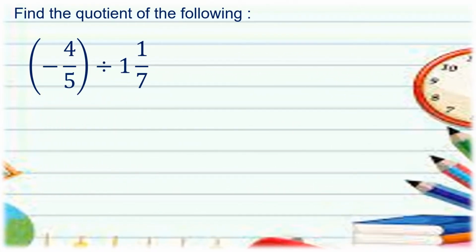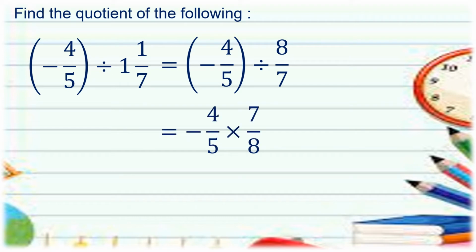So supposing we need to divide negative 4 over 5 divided by 1 and 1 over 7. So in here, let us convert 1 and 1 over 7 to 8 over 7. Then we are going to get the reciprocal of 8 over 7, which is 7 over 8. Then proceed to multiplication. Then we are going to simplify 4 and 8. So 4 will become 1 and 8 will become 2.